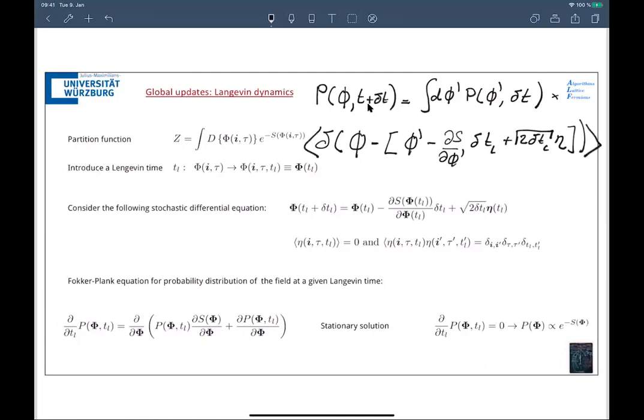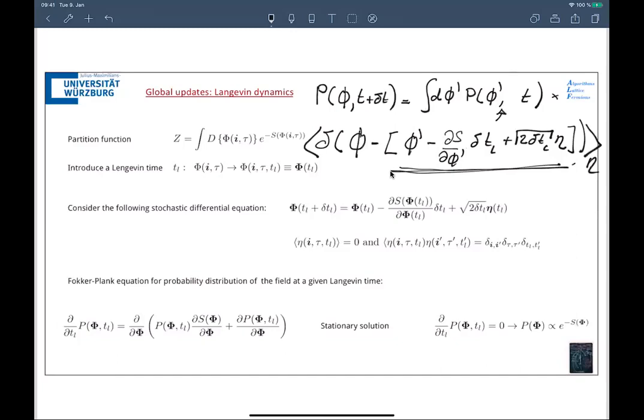So what does this equation tell me? If I have, for example, the probability of the fields phi at Langevin time t, this should be t here, then I start with this field phi prime, and I evolve it according to the Langevin equation, and that will be the field at the next time, phi at t plus delta t. And here I have to average over all the white noise.